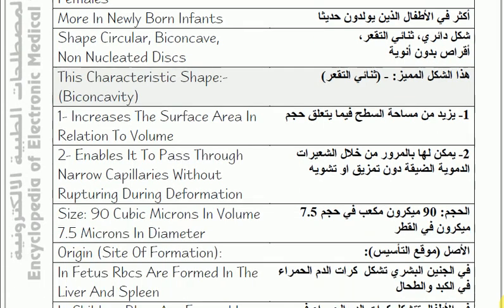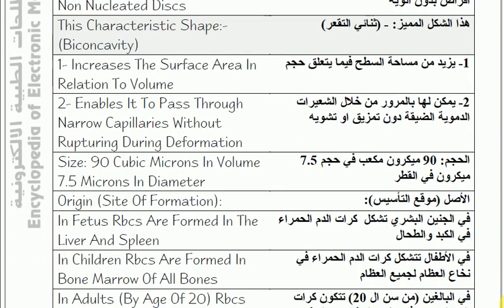This characteristic shape, biconcavity: 1. Increases the surface area in relation to volume. 2. Enables it to pass through narrow capillaries without rupturing during deformation. Size: 90 cubic microns in volume, 7.5 microns in diameter.